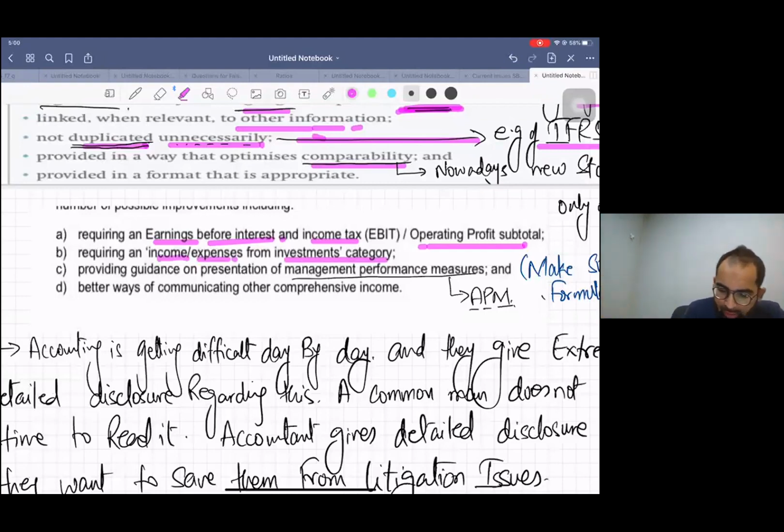Then providing guidance on presentation of management performance measures. Yes. Wait.